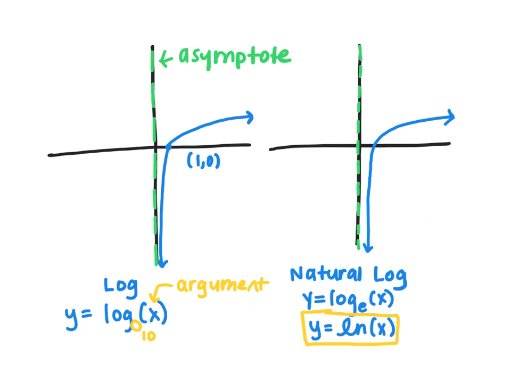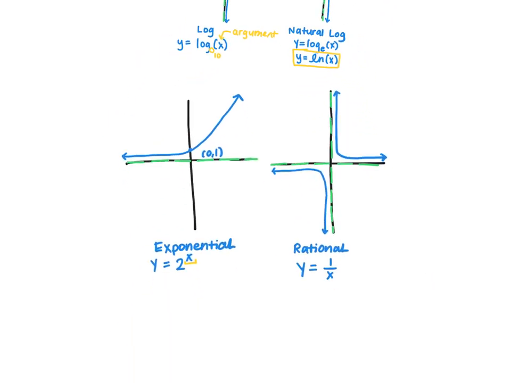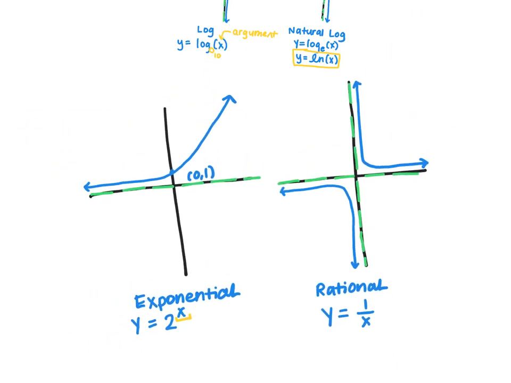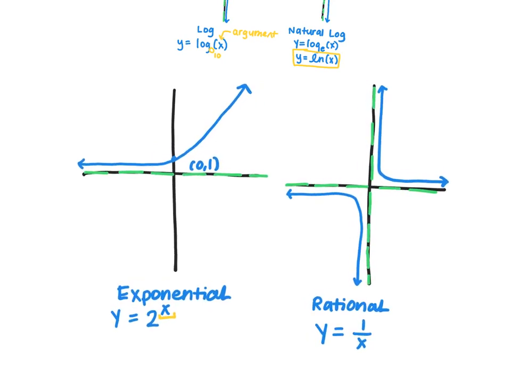Two more that we have are going to be my exponential and my rational. My exponential function is going to have an asymptote along the x-axis. We'll have a y-intercept at 0, 1. And this right here, what we see is exponential growth. It is increasing forever. I know that my equation is an exponential equation because my variable is in the exponent.